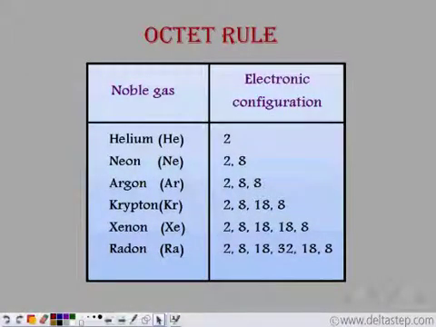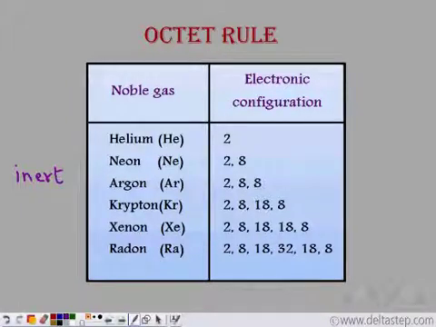We know noble gases are very stable. They do not undergo any reaction. This is the reason why they are also known as inert gases. They have a very stable electronic configuration. This is because they satisfy the octet rule.